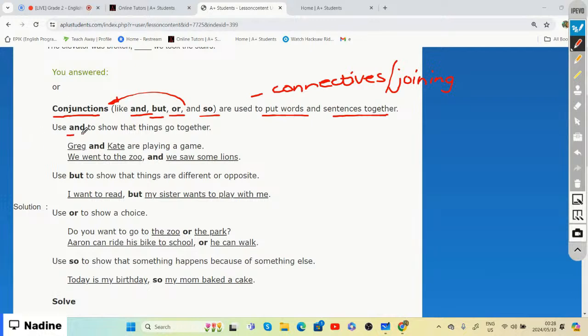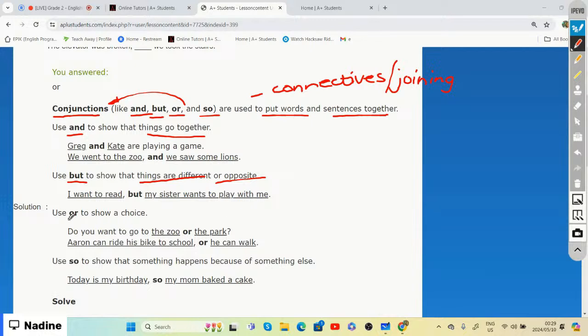And we said we use and to show that things go together, this and that. I'm having both. We are doing things together, we use and. Then we can use but, and but is to show that things are different or opposite. I want to do something, but my friend wants to do something different. I want to do maths, but my body wants to do English, right? I want to ride my bicycle, but my body wants to play PlayStation. That is how we use the word but.